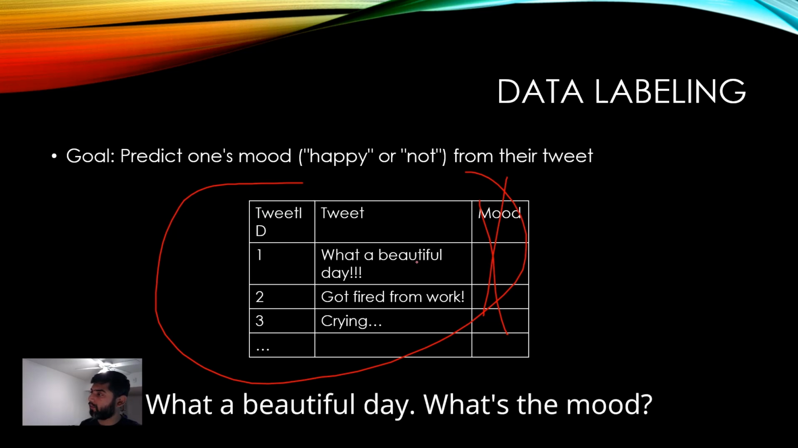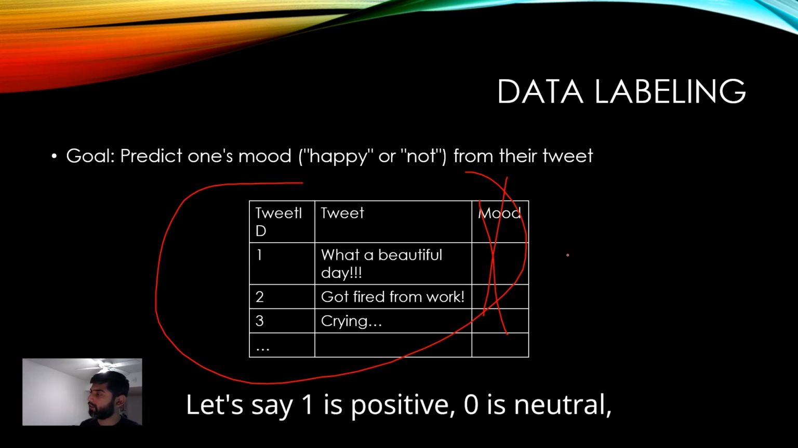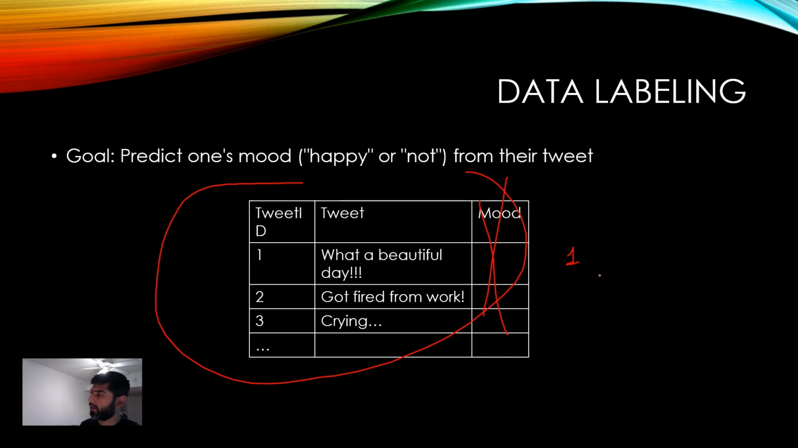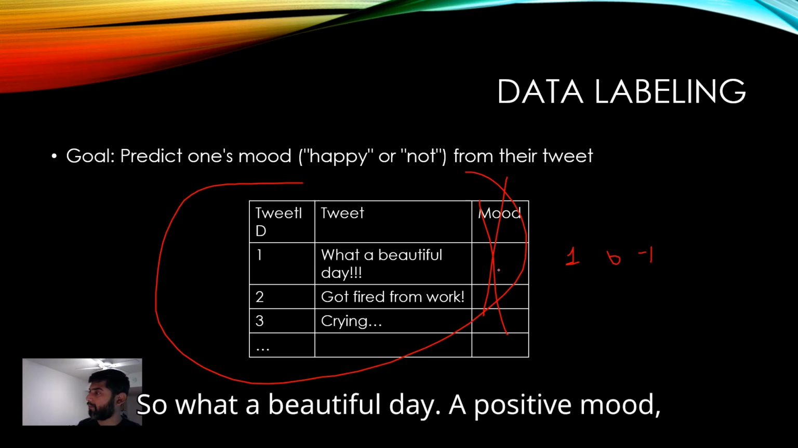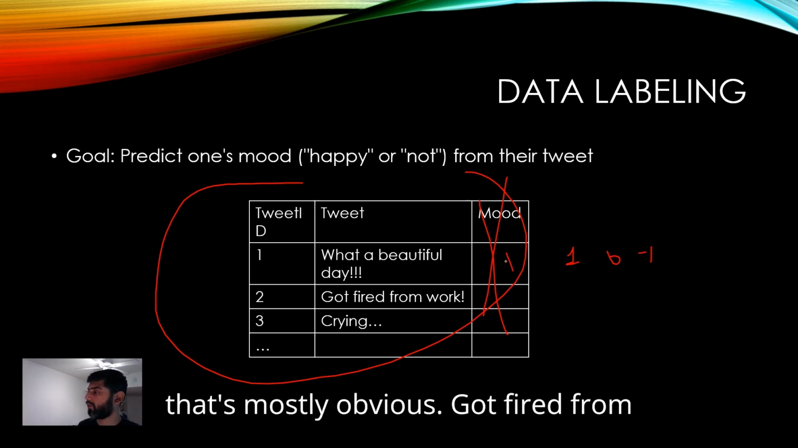What a beautiful day. What's the mood? Let's say 1 is positive, 0 is neutral, and -1 is negative. All right. So, what a beautiful day. A positive mood, that's mostly obvious.